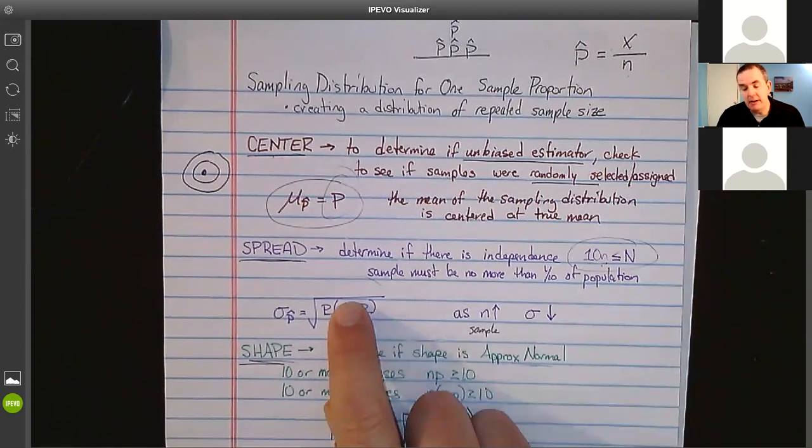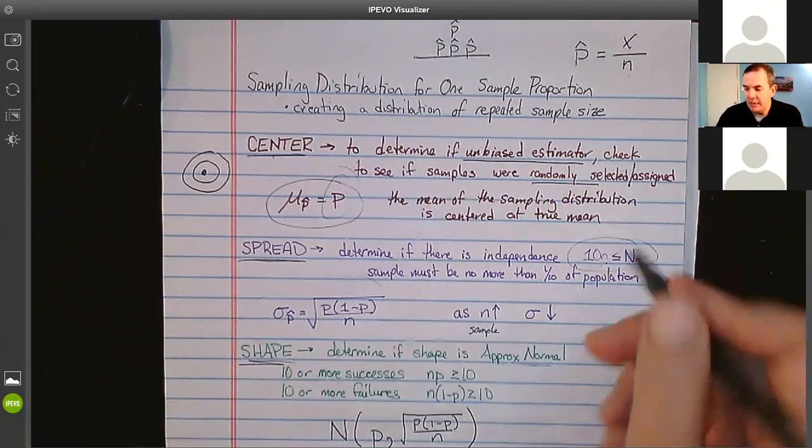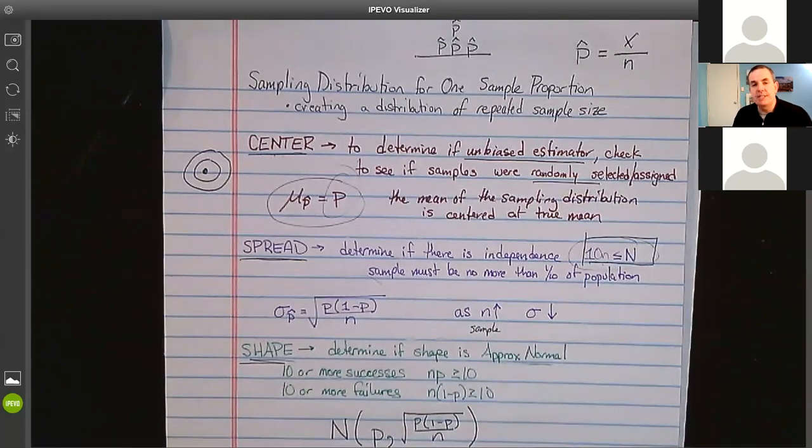The next thing we're going to figure out is spread. Spread is standard deviation. Spread is variability. And that was that new thing I taught you, the 10N rule. The 10N rule is the thing we're going to have to validate moving forward to confirm that we're taking a sample size that is not too large.